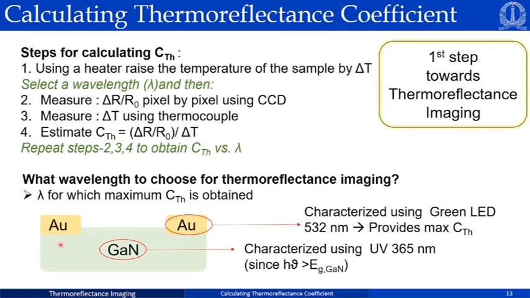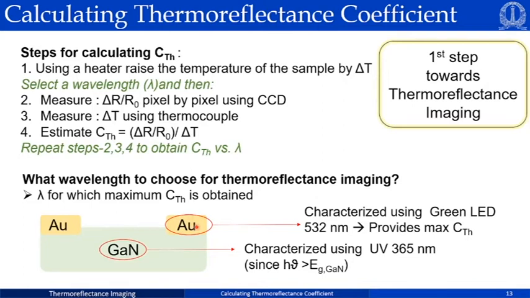Okay, so let us look into a semiconductor material to highlight how one particular wavelength may not cater to all the regions of the device. For example, let us look at a gallium nitride wide bandgap semiconductor sample which has two gold pads sitting on it.